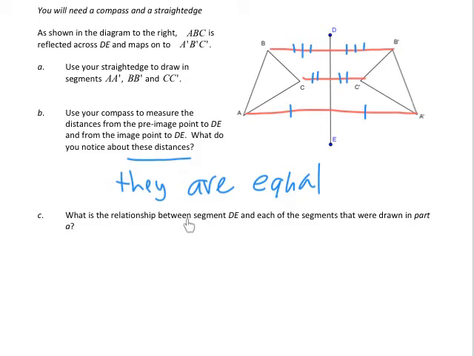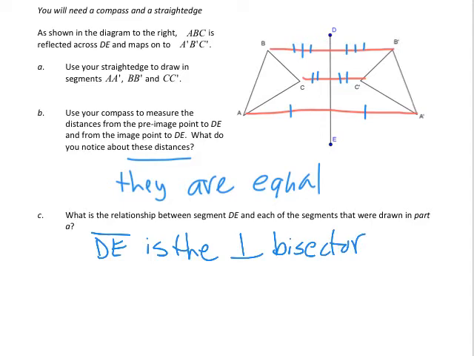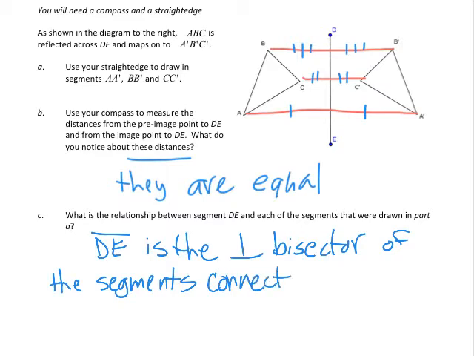So when we ask what is the relationship between DE and each of the segments that were drawn, think about what we call the segment that's perpendicular to a line and also cuts those lines in half. Hopefully you will realize that line segment DE is the perpendicular bisector of all of those lines connecting. So, perpendicular bisector of the segments connecting an image to its pre-image.